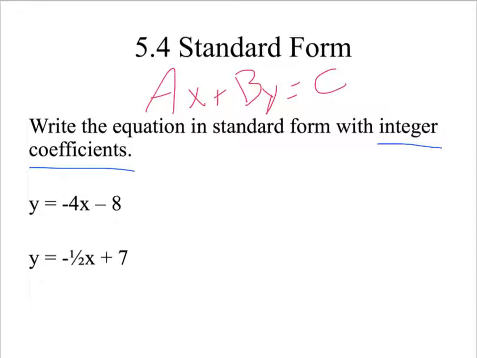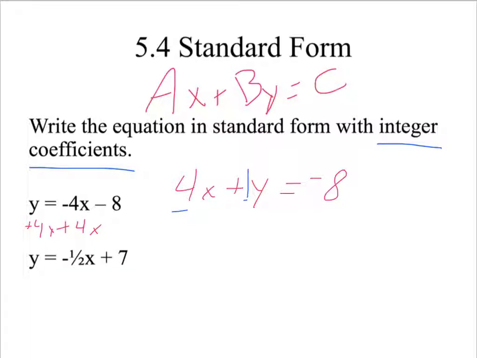Okay? So this very first one, we want to put y equals negative 4x minus 8 into ax plus by form. That means the x and the y have to be on the exact same side. So what I'm going to do is add 4x to both sides. And my equation becomes 4x plus y equals negative 8. Notice that x and y are on the same side. The x comes before the y and our negative 8 is on the other side of the equal sign. And I'm done. My coefficient here is 4 and my coefficient here is going to be 1. Are 4 and 1 integers? Absolutely. So I know I am done.